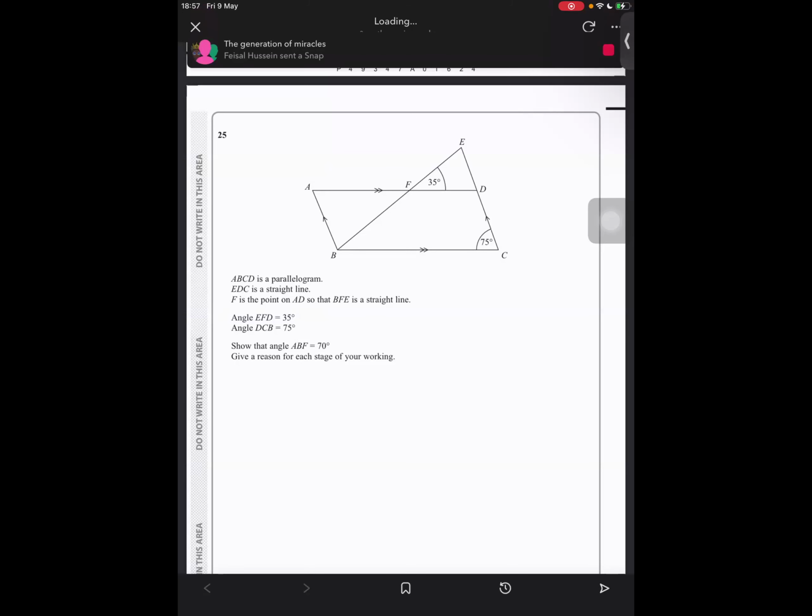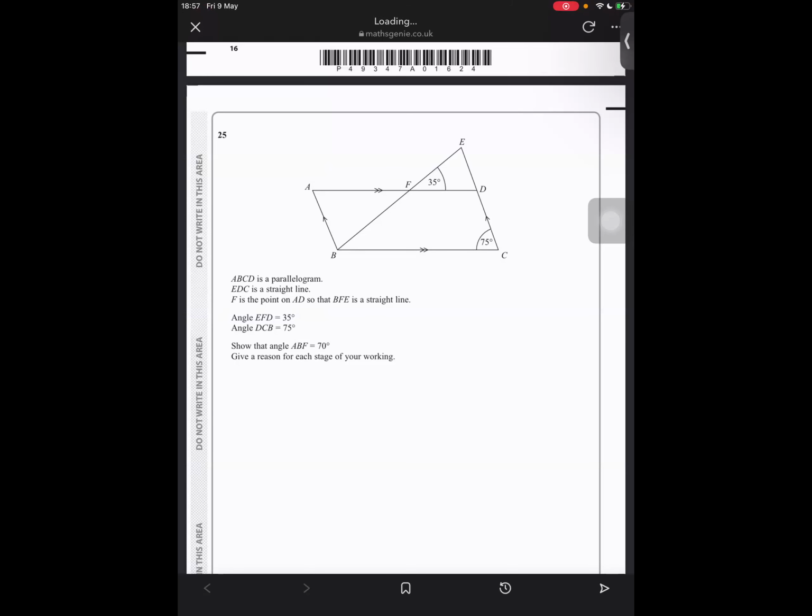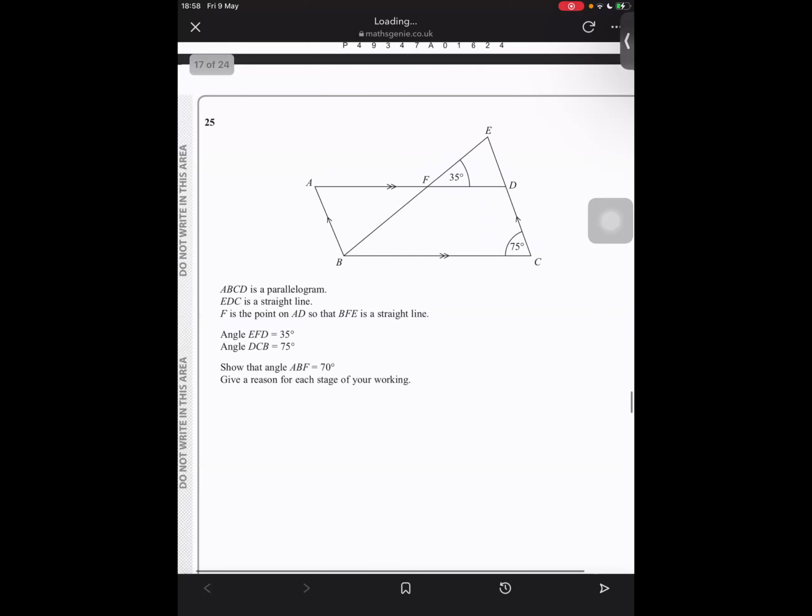ABCD is a parallelogram. Okay, let's look for ABCD just to be sure that we are there. It now says EDC is a straight line. Obviously, it is a straight line. F is the point on AD. So as I'm reading this, I'm looking at the diagram just to make sure that everything they're saying adds up. F is the point on AD, so that BFE is also a straight line.